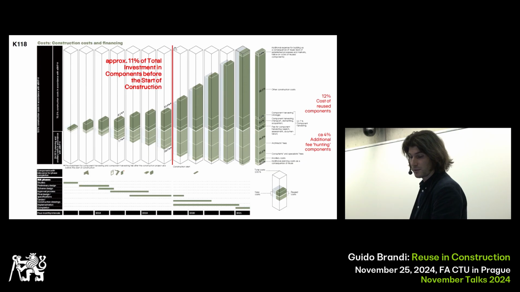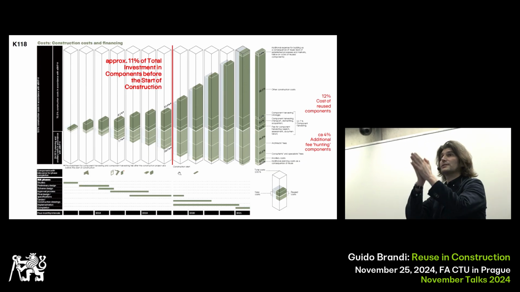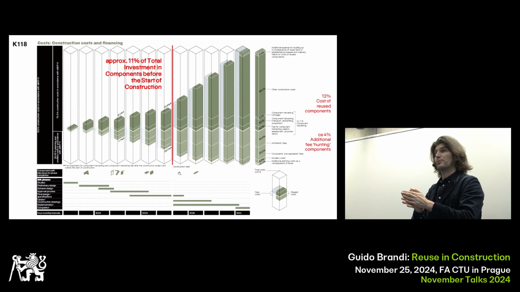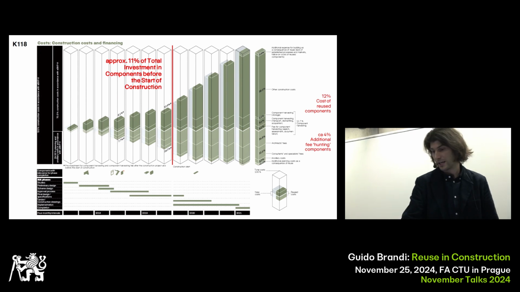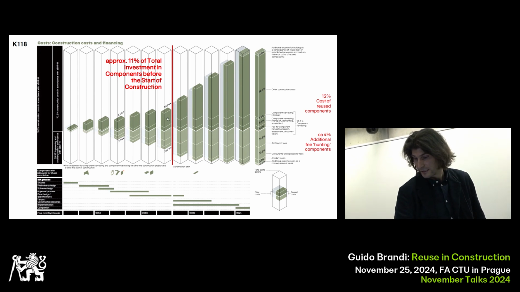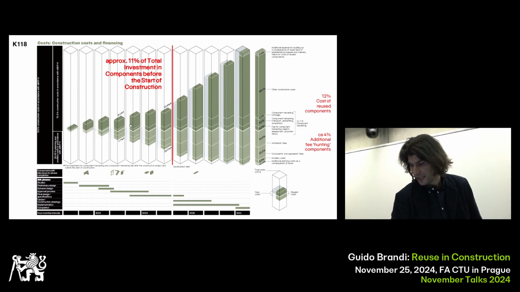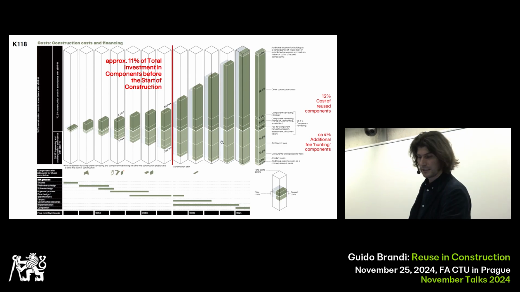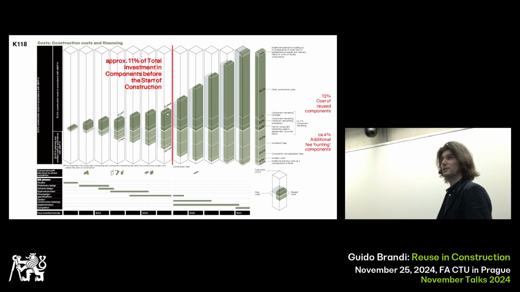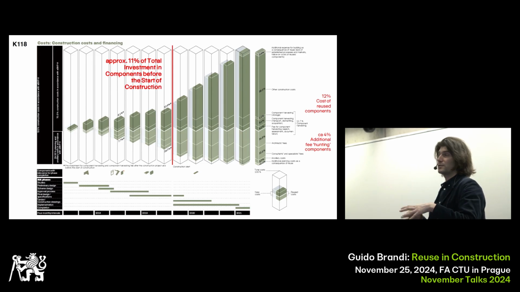But it was interesting to see on this red line the starting of the construction site. Above this line are the construction costs, and under this line are the planning costs. It's interesting to see that already 10% of the costs happen before the start of the construction site, and in this case it was almost 500,000 Swiss francs.